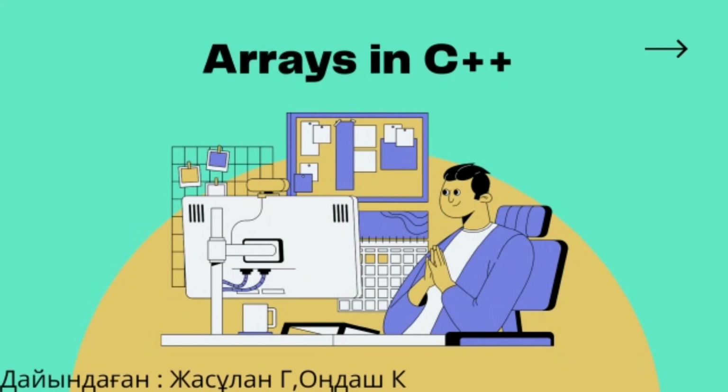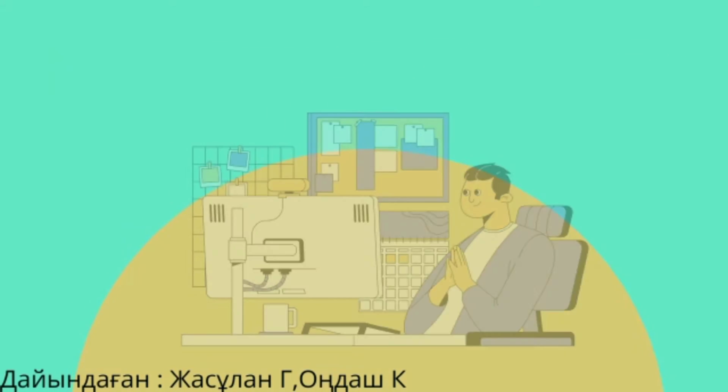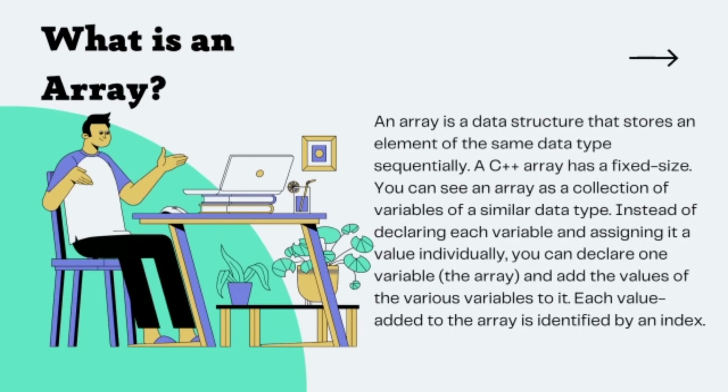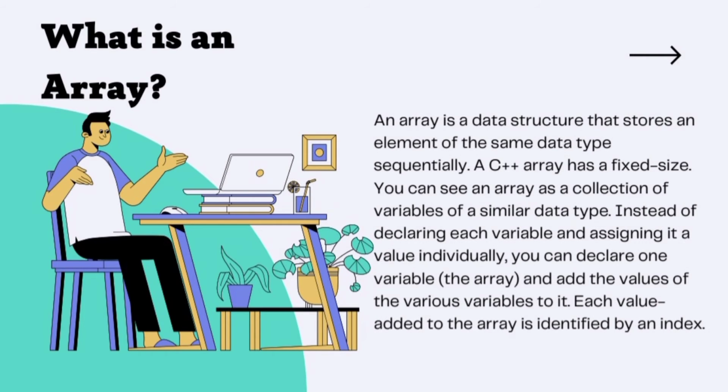Arrays in C++. What is an array? An array is a data structure that stores elements of the same data type sequentially. A C++ array has a fixed size. You can see an array as a collection of variables of a similar data type.